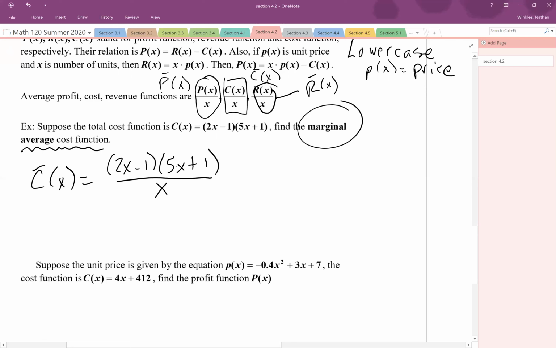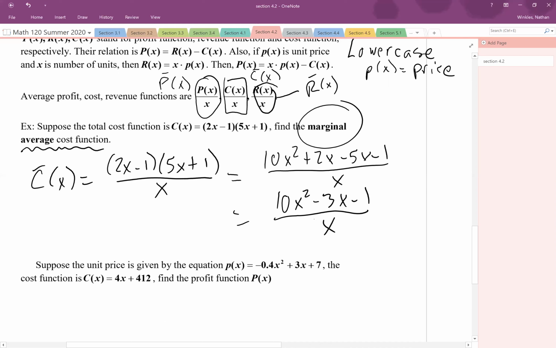Now, first things first, sometimes doing the quotient rule is not the best thing. If there's an easier way, let's do it. So what I'm going to do here, I'm going to multiply out that numerator. I'm going to FOIL it out. So we get 10x squared plus 2x minus 5x minus 1 all over x. Simplifying that, we get 10x squared minus 3x minus 1 all over x. This is still our C bar of x.